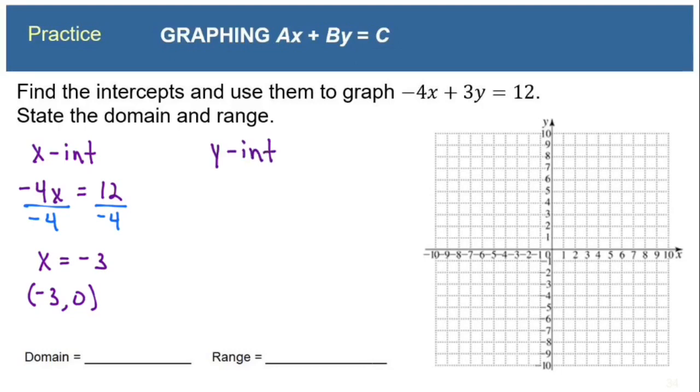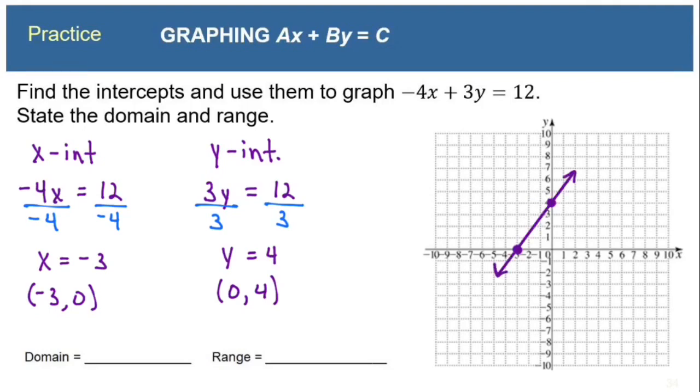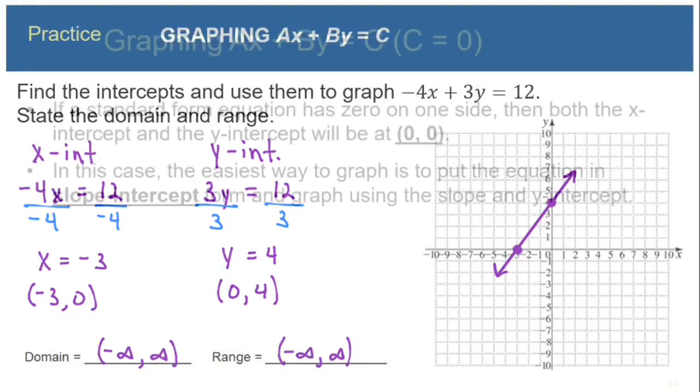And to find the y-intercept, we let x equal 0, so the x term disappears. And we get 3y equals 12, which means y equals 4, which means the y-intercept is at 0, 4. So now we plot both of those points. Negative 3, 0 is on the x-axis here, and 0, 4 is on the y-axis here, and there's our line, and the domain and range are both negative infinity to positive infinity.